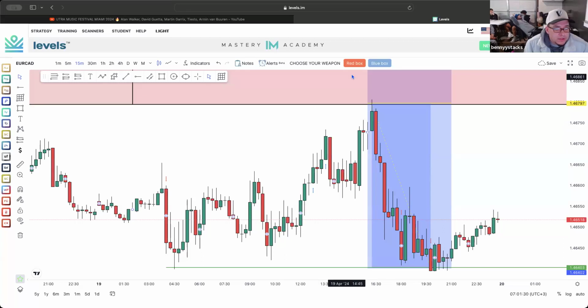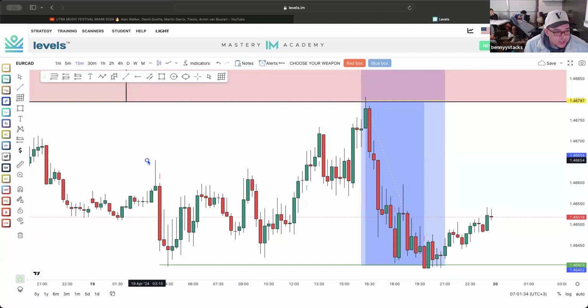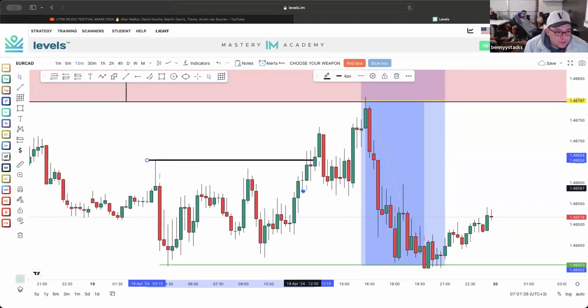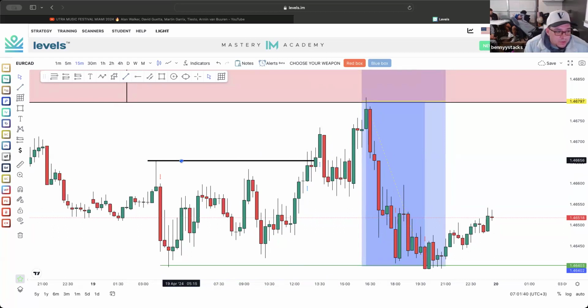Okay, let's see. Okay, so look at this, guys. Notice how we break structure to the upside. Levels letting me know. It's probably calling on this one, actually.